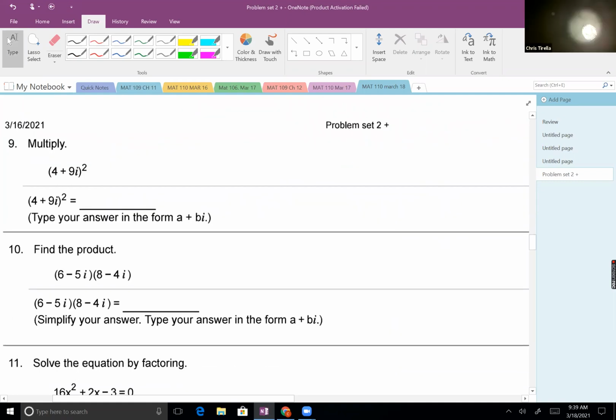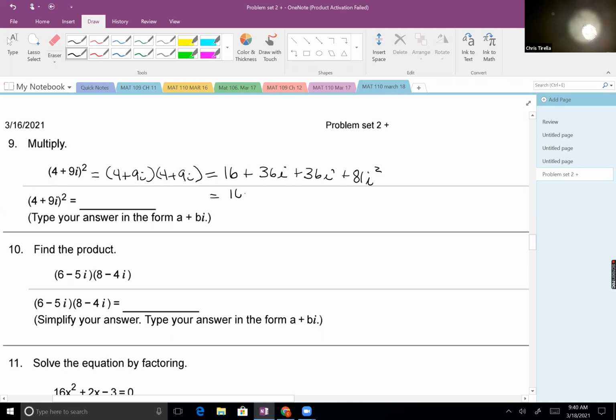Next one is a multiplication problem. And again, it works with complex numbers. Again, if we're squaring something, what we're doing is multiplying it by itself, which gives us first 4 times 4 is 16, plus 4 times 9i is 36i. Then we have another 9i times 4, which is 36i. Then we have 9i times 9i, which is 81i squared. Then we have to remember that i squared is negative 1.